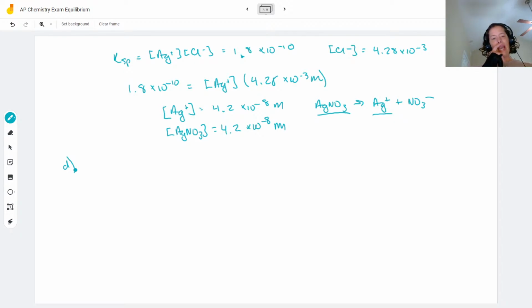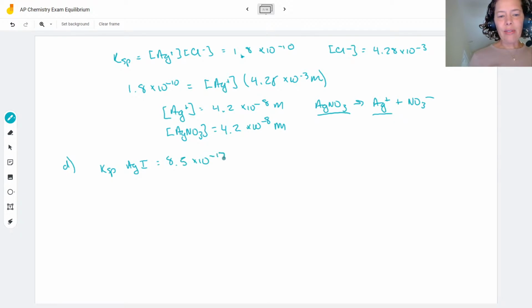Now, we can just straight up compare our KSP values. All right, so you know what I should do. So your KSP for silver iodide, let's see, I did write these numbers down.